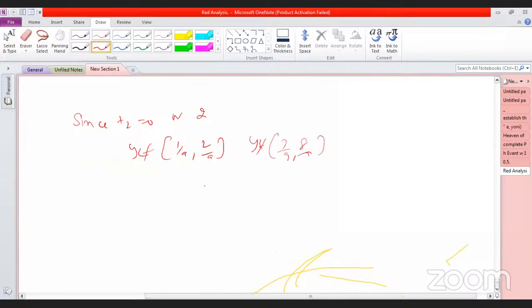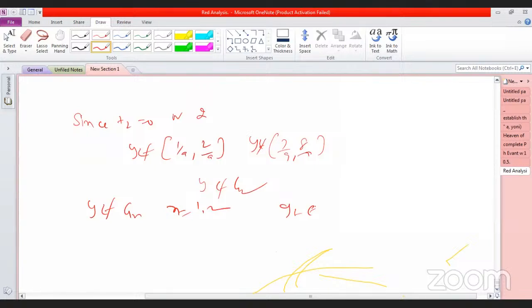So y does not belong to G. In a similar way, we can observe that y does not belong to Gn for n is equal to 1, 2, 3, and so on. So y belongs to F, the Cantor set, for the numbers in 0, 1 with binary expansion.